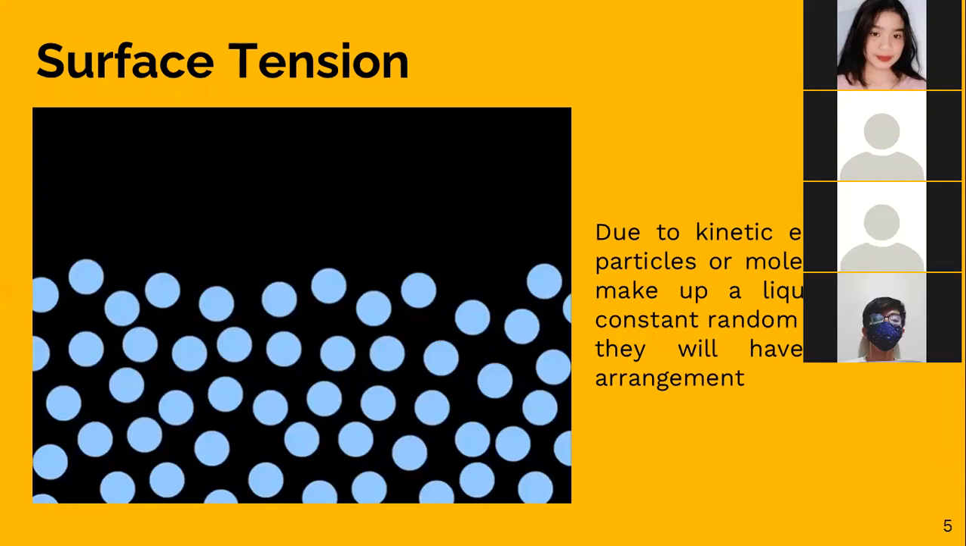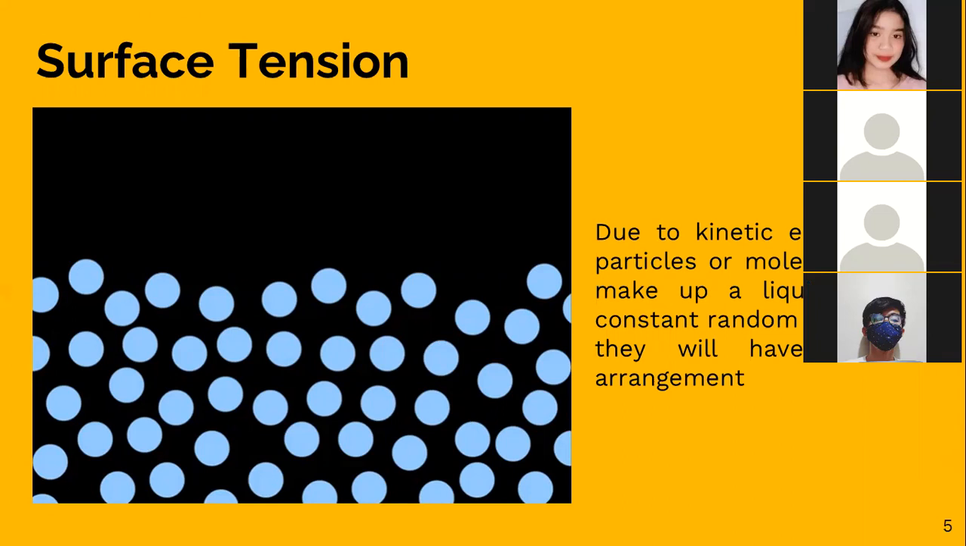Due to kinetic energy, the particles or molecules that make up a liquid are in constant random motion, so they will have random arrangement. So as you can see here at the left side, the picture. Imagine now we are looking at a container filled with water and we're looking at it at nano level. Each blue circle represents one water molecule.